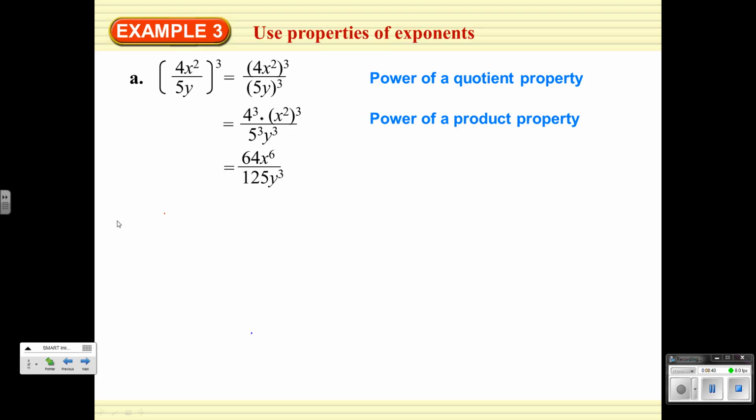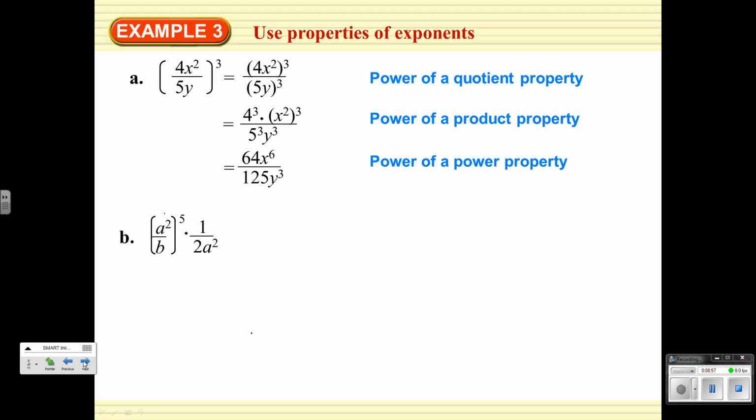And I don't think there's anything that goes into 64 that also goes into 125 to allow me to simplify those. And my x is to the sixth, my y is to the third, my bases here aren't the same, so I don't believe there's any other simplification I can do. I don't have the same bases here, and this fraction is as simple as it goes. So I think I'm done.